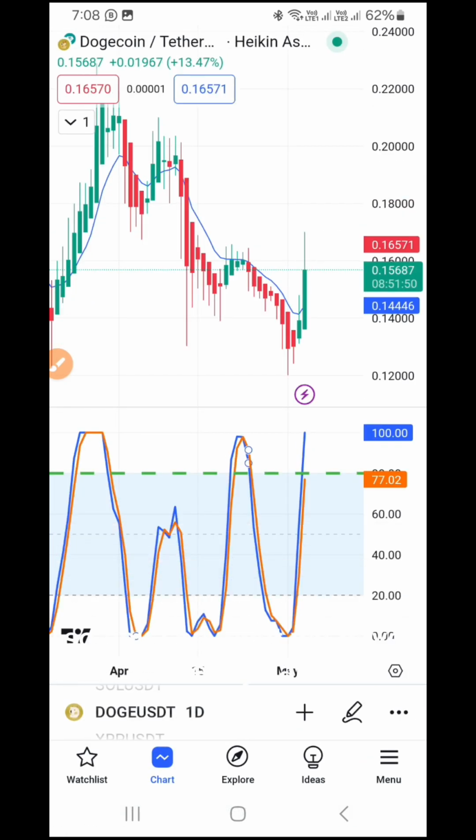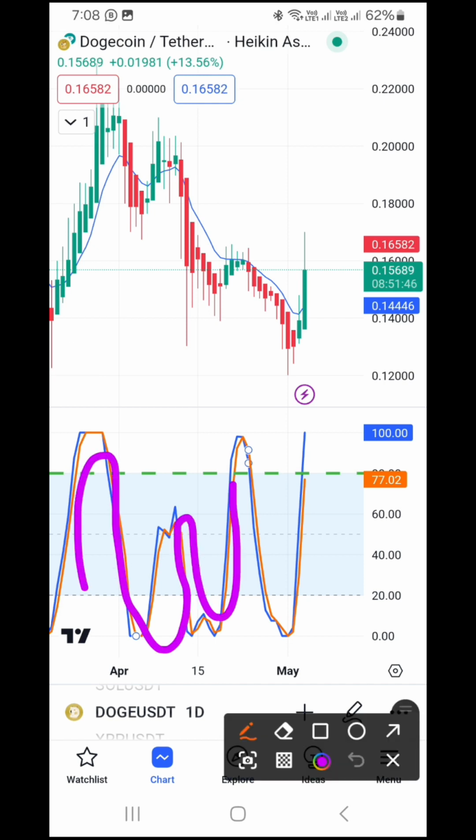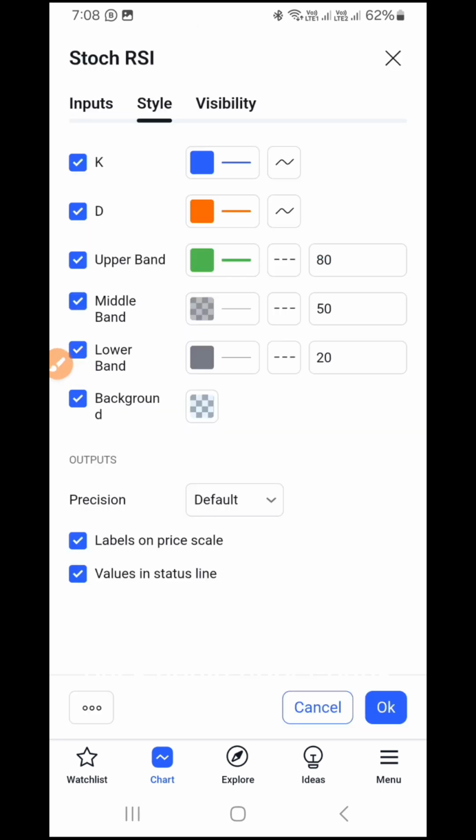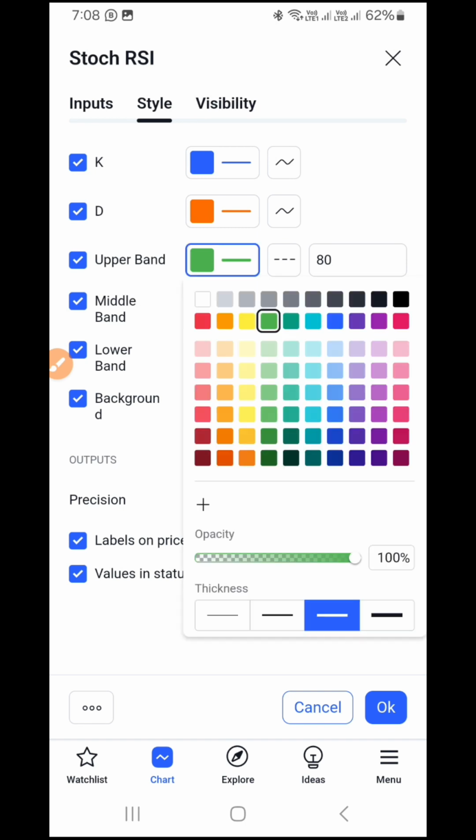So you see what we have already set. These lines have changed. Okay, the upper band is green but still dotted. We need to change that one also. So we double click and go back again. Upper band, we change it from this one. We need to take line. Yeah, that thick line. So then we press OK.